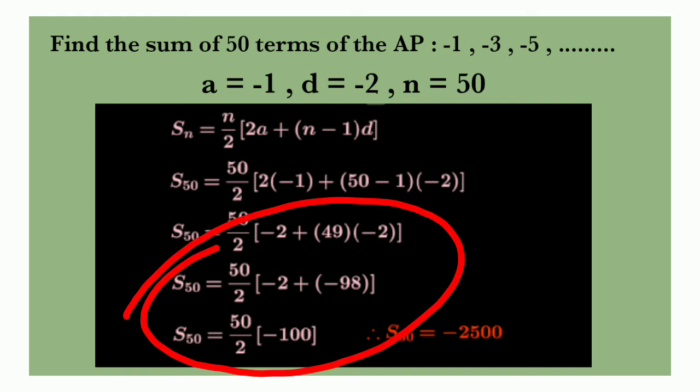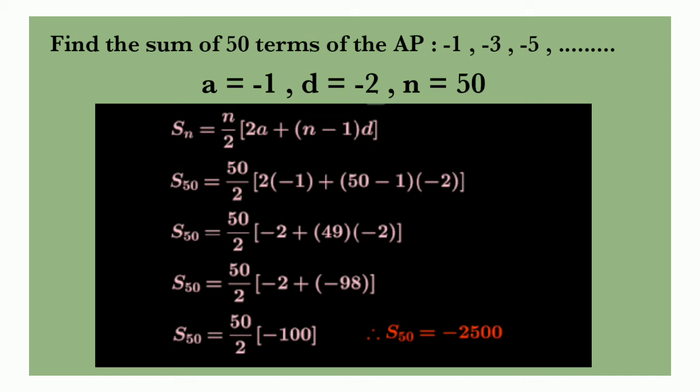Then 49 into minus 2 means minus 98. Minus 2 plus minus 98 in the bracket, the answer is minus 100. So finally S50 can be written as minus 2500, which is the sum of 50 terms of the given AP. Okay.